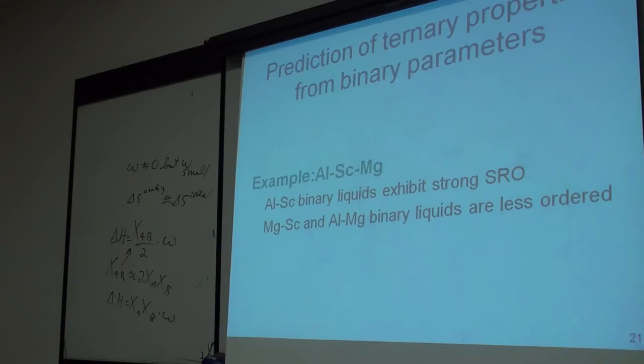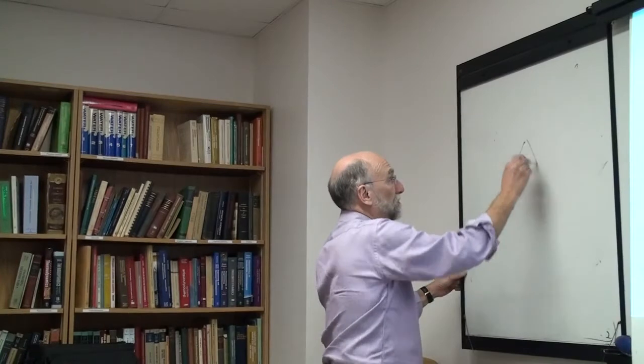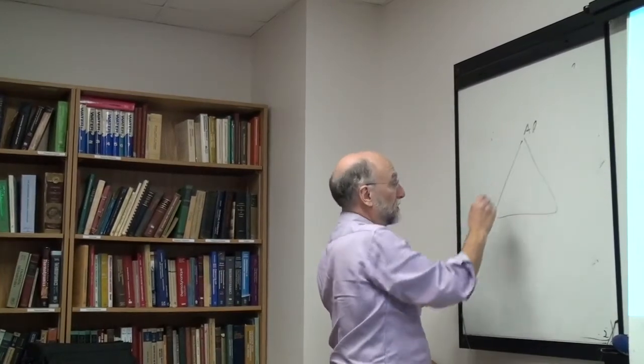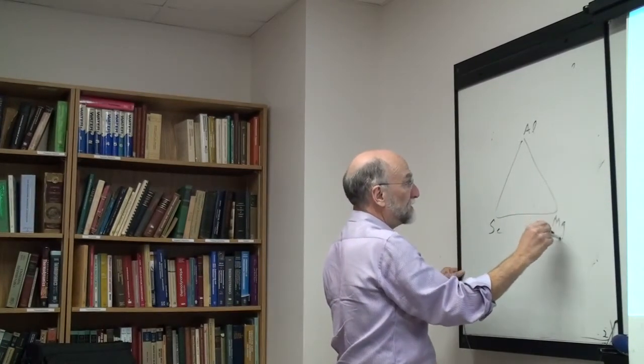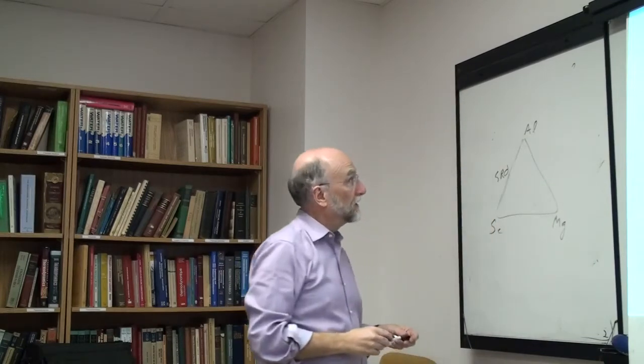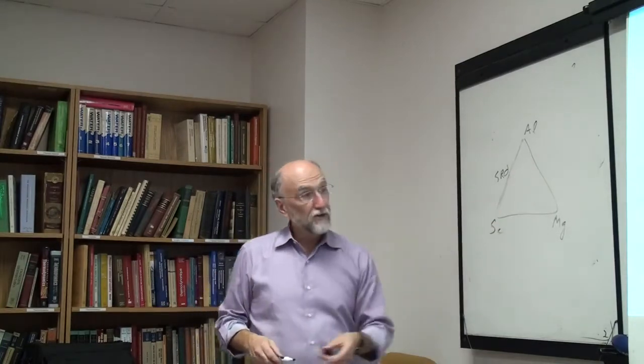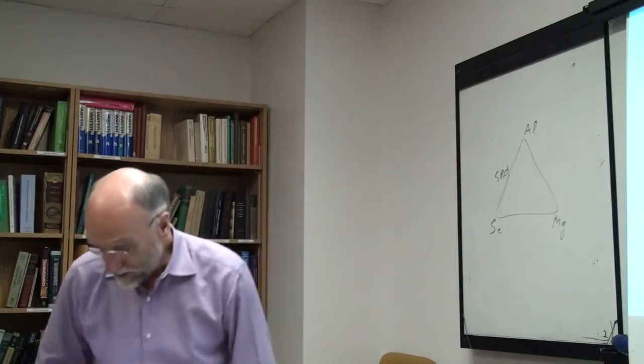Okay, so let's look at an example: aluminum, scandium, magnesium. Aluminum-magnesium and scandium-magnesium are lesser. The aluminum-scandium is the system that has the strongest short-range ordering. So in this system, aluminum, scandium, magnesium, there is a strong short-range ordering. The scandium and aluminum want to be next to each other. The other two binary systems here do not have very much ordering.